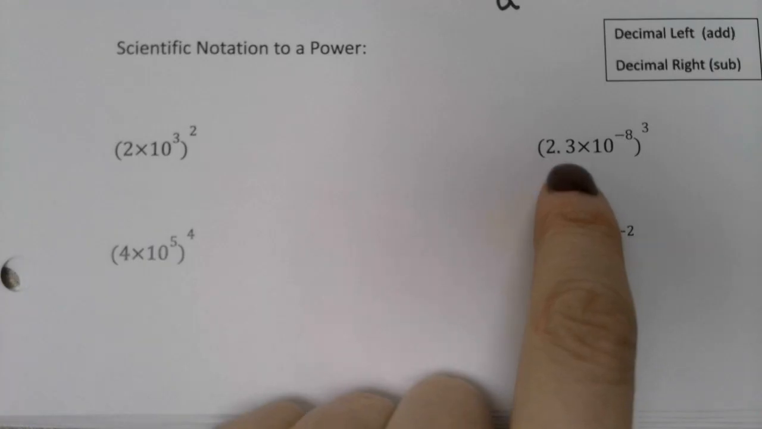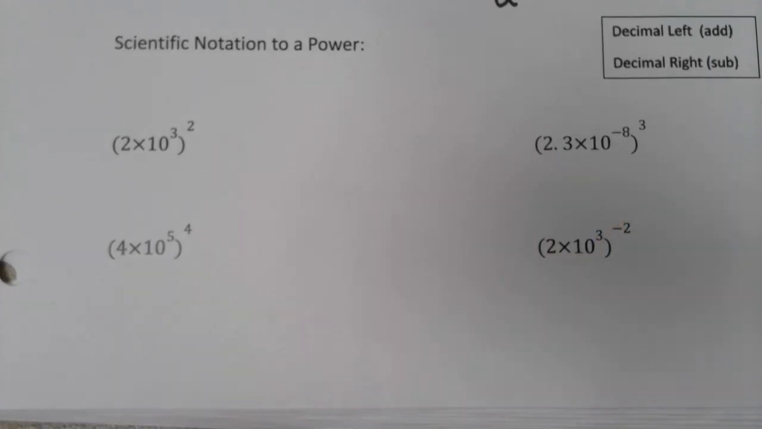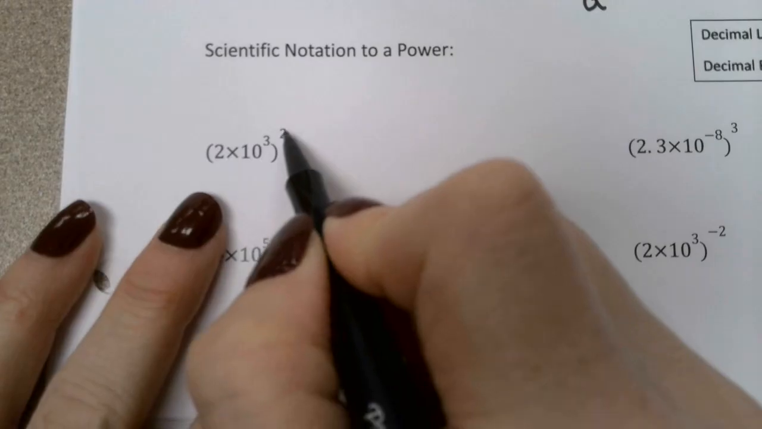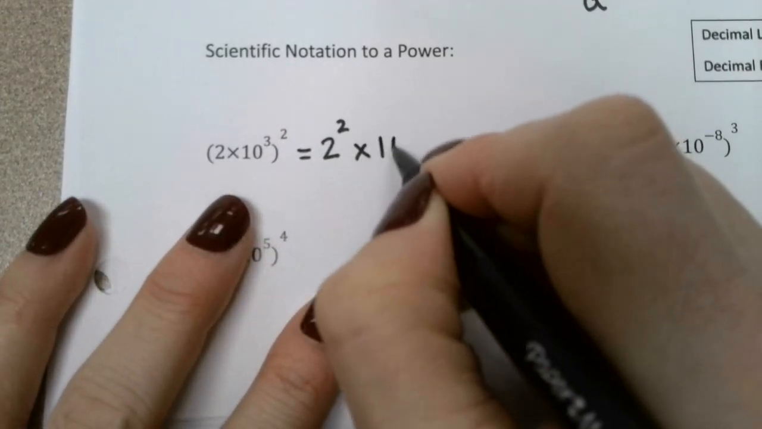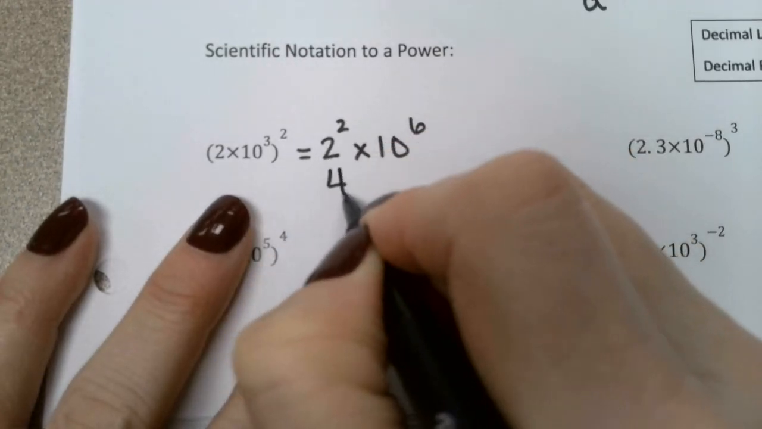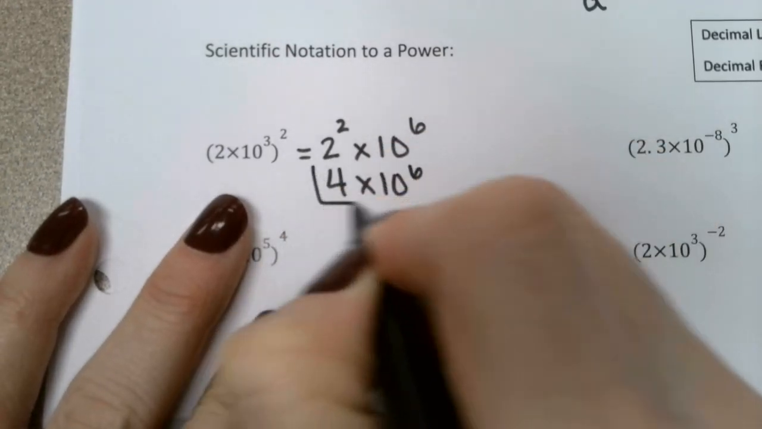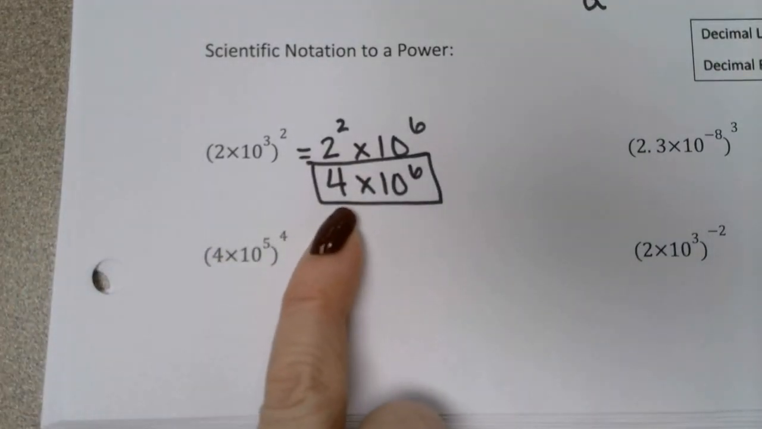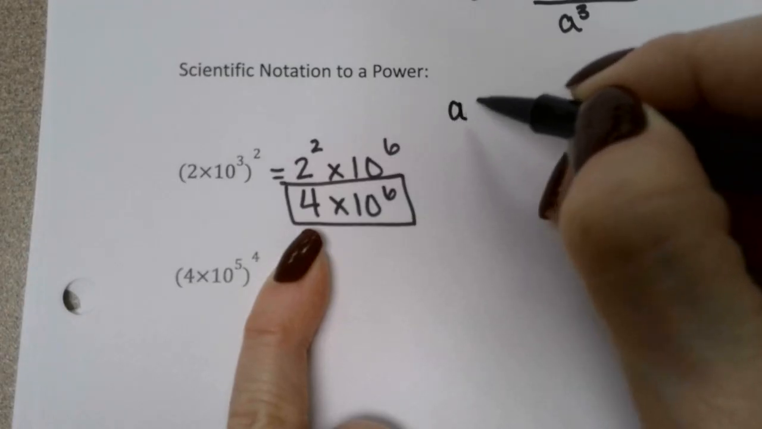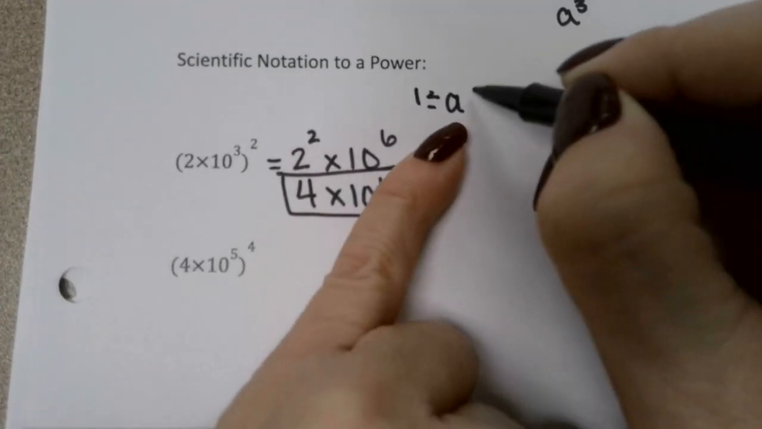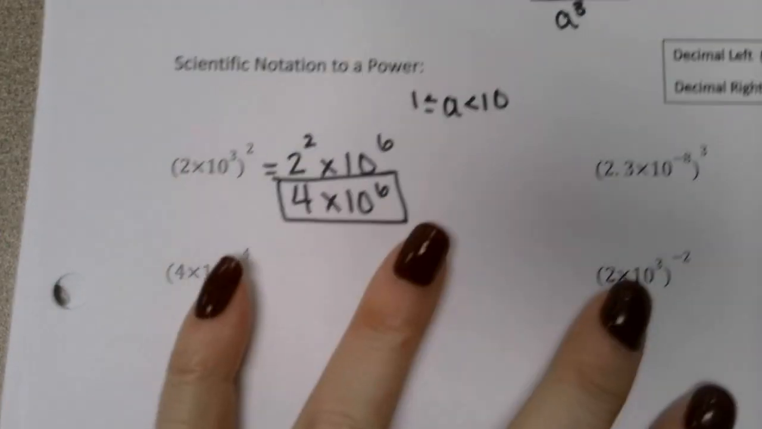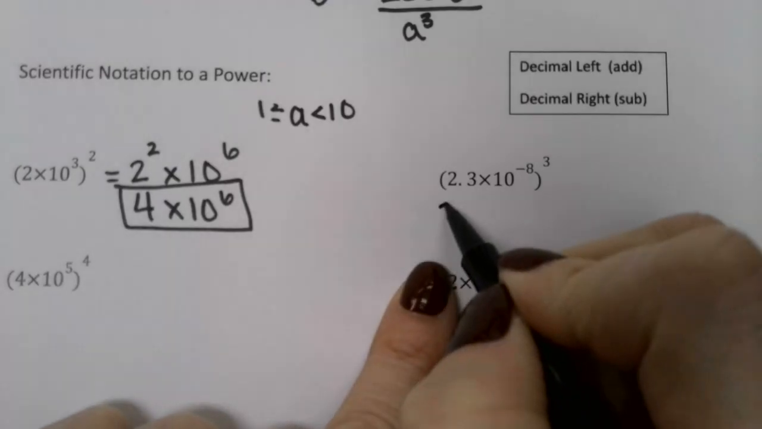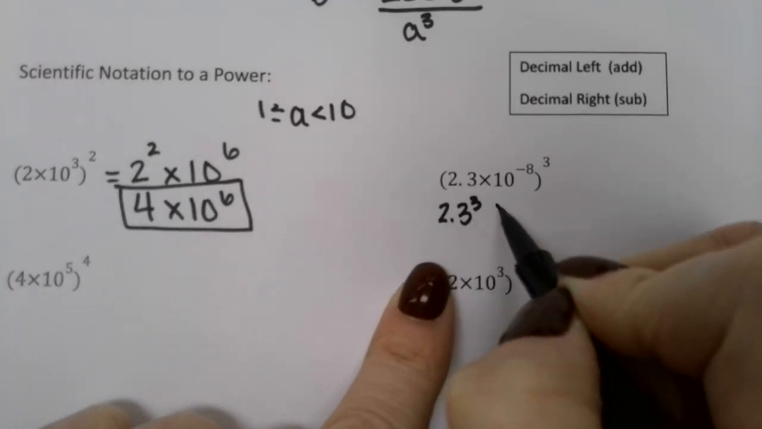The scientific notation doesn't deal in fractions, it deals with decimals only. So I'm going to bring this 2 into this 2, so I would have 2 squared times 10 to the 6th, that becomes 4 times 10 to the 6th. Always watch that number there. It needs to be greater than or equal to 1, and it needs to be less than 10, so 9.9 repeating, so to speak.